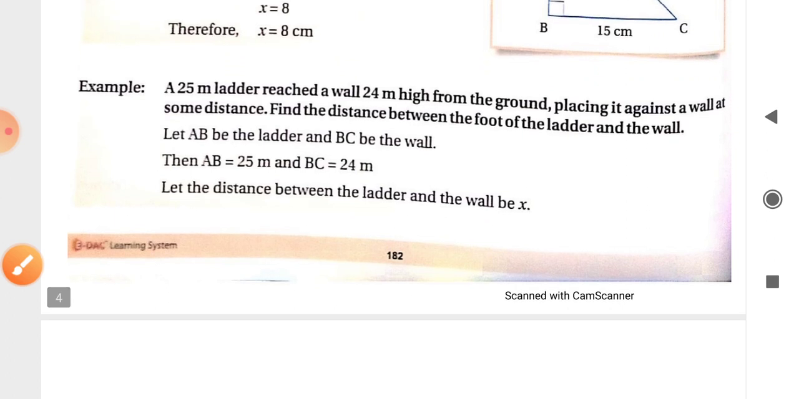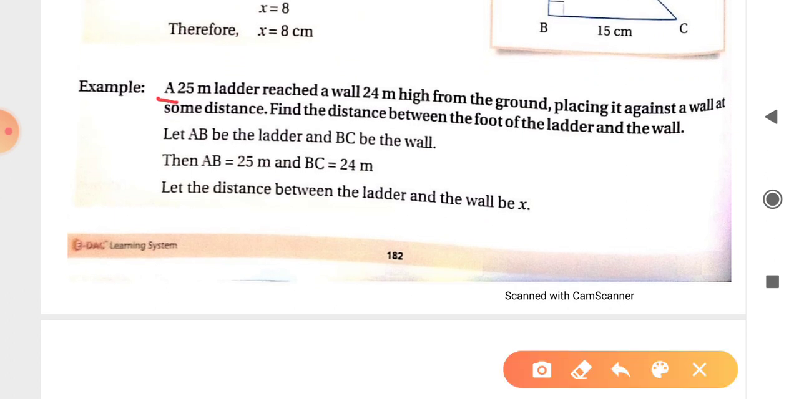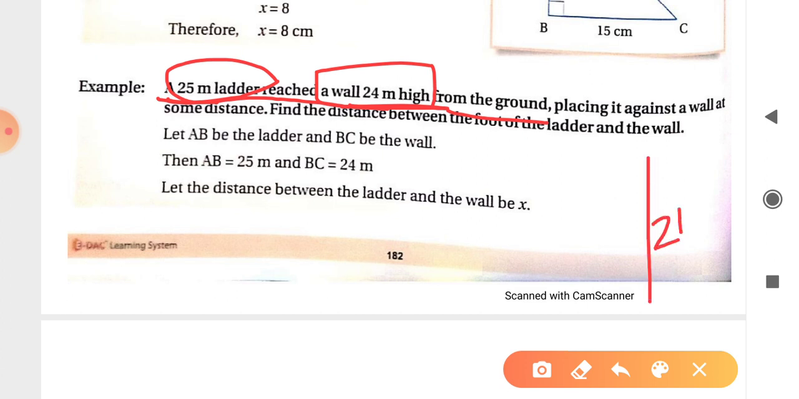Next example is a 25-meter ladder reaching a wall 24 meter high from the ground, placed against the wall at some distance. There is a ladder of 25 meter. We are given the length of the ladder, and it reaches the wall 24 meter high. This is the height of the wall from the ground. Let it be the wall, 24 meter. And this is a ladder.